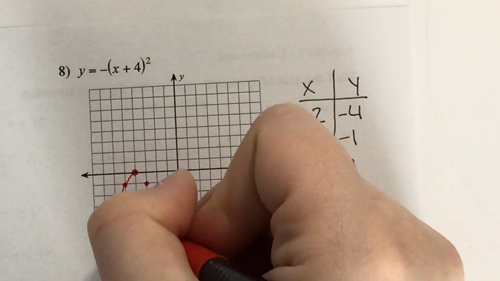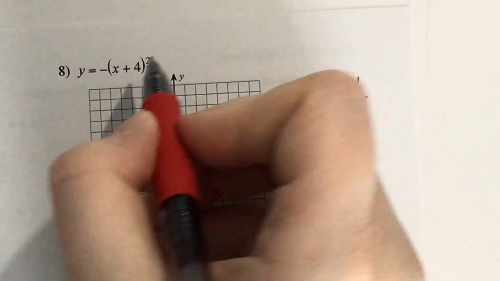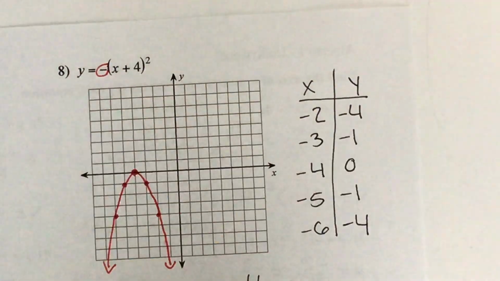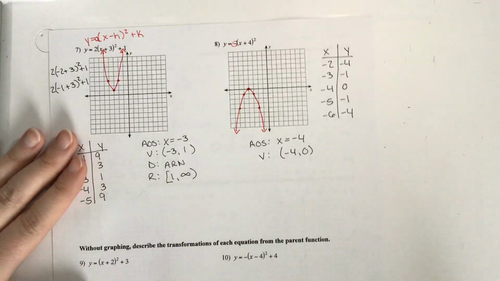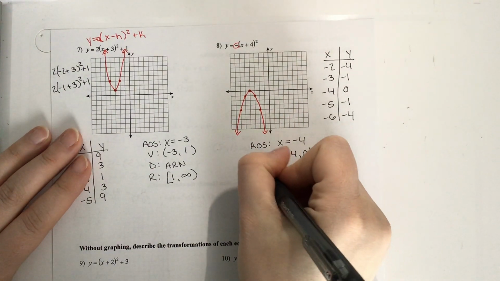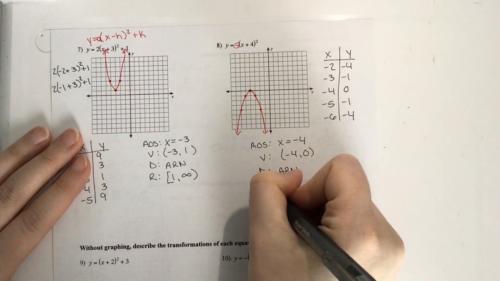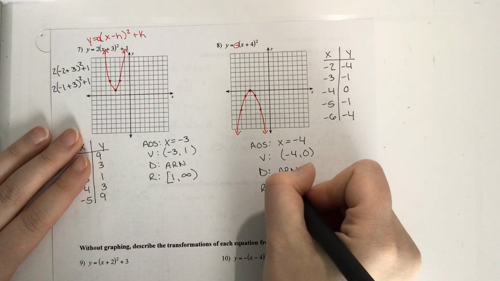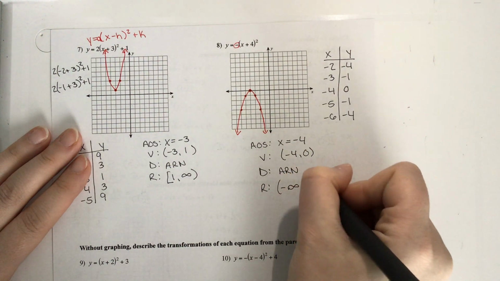There we are. Flipped upside down because it led with a negative out in front. All right. Oh, I forgot domain and range. Domain, all real numbers. Range, actually negative infinity to 0. Negative infinity to 0.